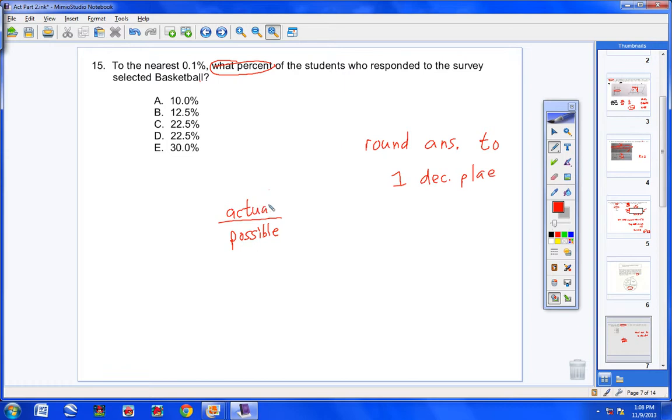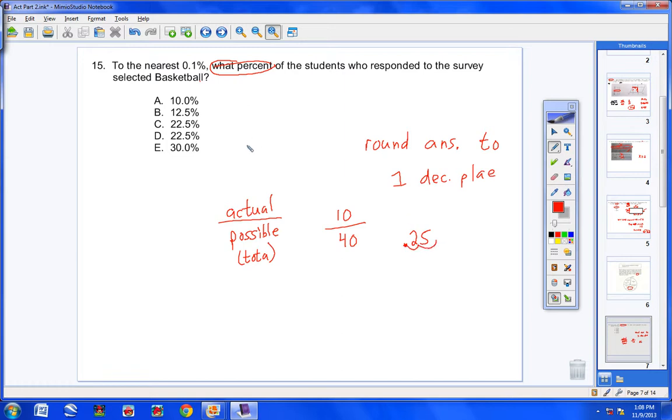So the actual number that chose basketball would be 10. The possible that could have chosen basketball was 40, or if you like to use the word total, that's a good word also to use, that's fine. So 10 over 40. Now with your calculator, notice your answers are not a fraction, they're in a percentage. So with your calculator, I want you to divide 10 by 4, and you'll get 0.25. And then remember, when you have a decimal and you convert it to a percentage, you're going to move the decimal 2 places, okay? 1, 2.